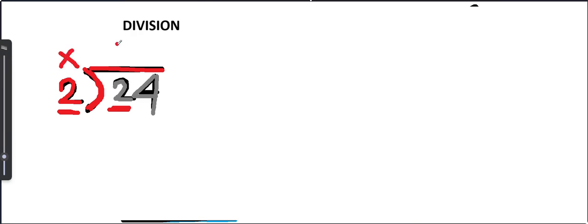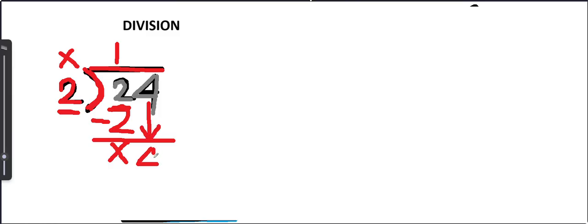2 times 1 gives us 2. We do the subtraction. 2 minus 2 is equal to 0. So either we can write a 0 or we can put a cross. I prefer putting a cross. Now, what happens to the 4? Down comes the 4. Okay? Now we are going to compare that with the 2. Is the 4 greater than 2? Oh yes, it is greater than 2. That means we can move ahead with the sum.